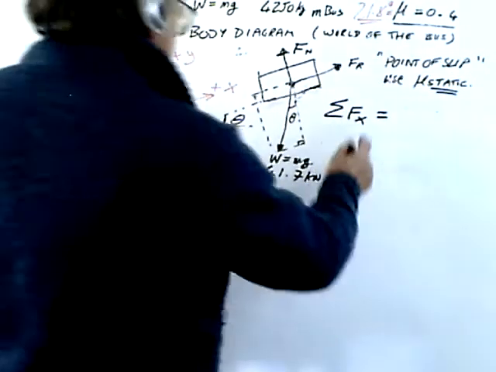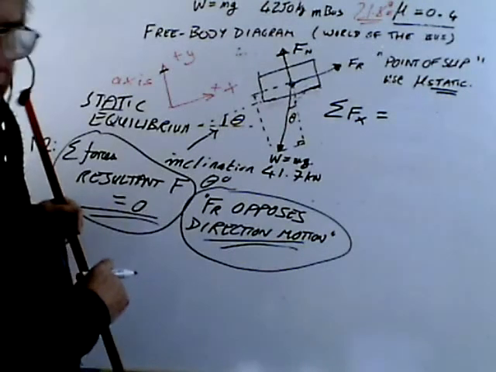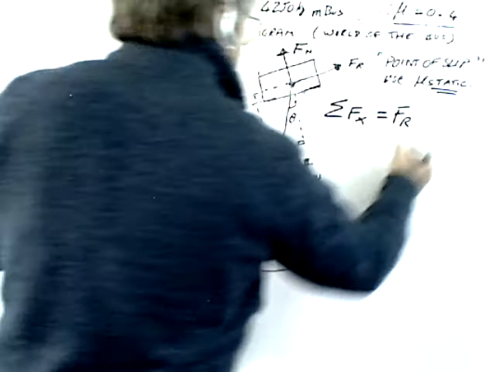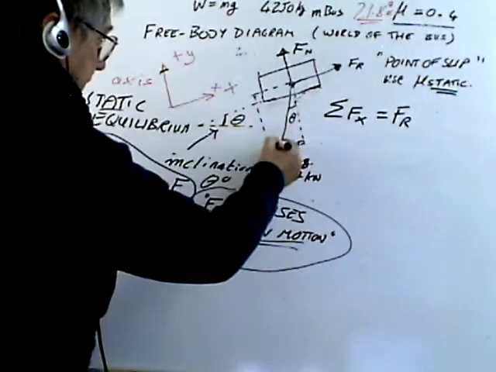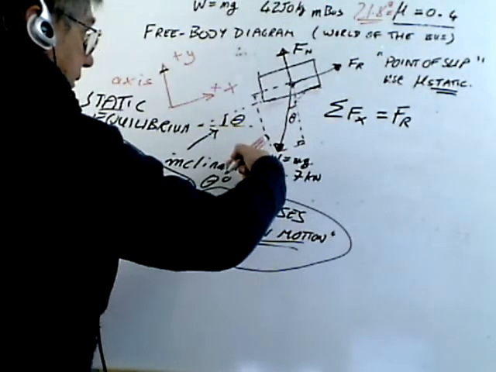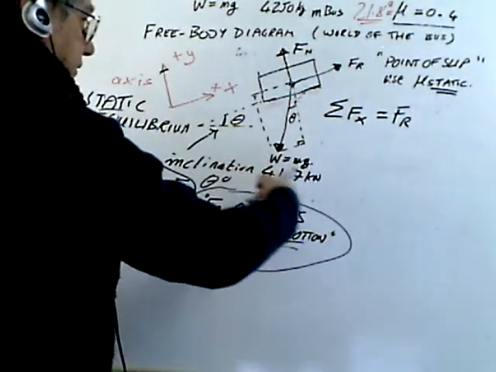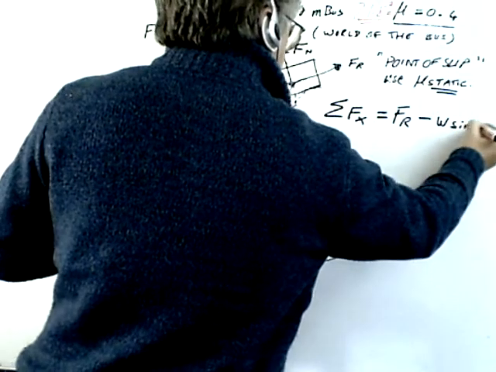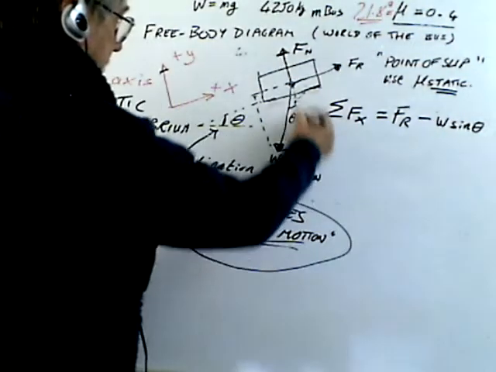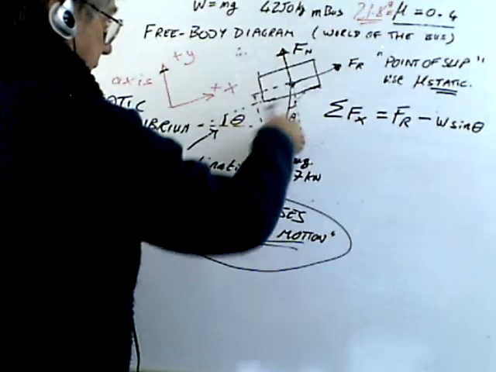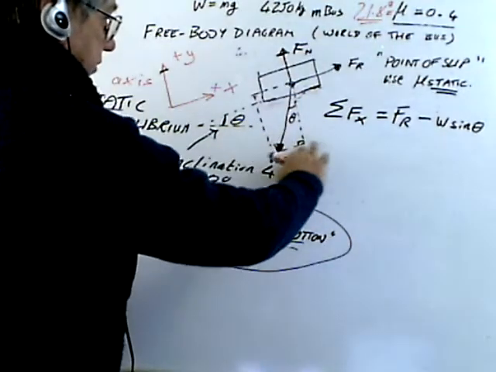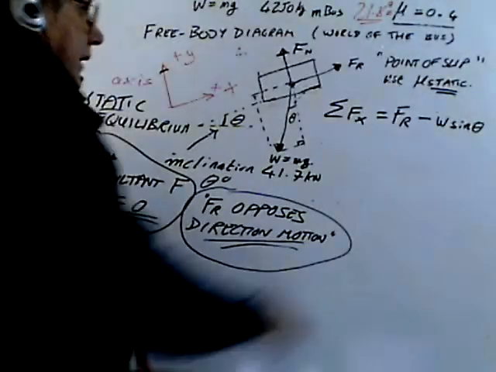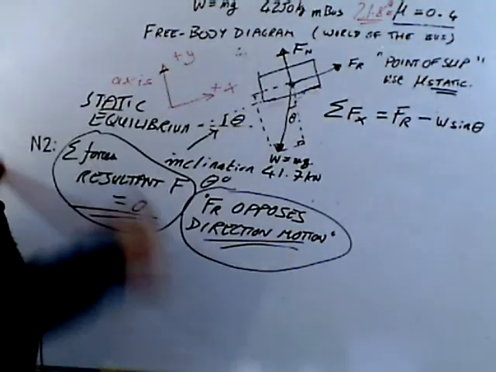So the F of x here is my F of r up the hill minus a component of the weight that's acting down the hill. And the component of the weight acting down the hill is W sine theta, because this is a little triangle, and that's theta, and that's W there. The hypotenuse is W. Therefore, this component, the opposite component, is W sine theta. It's negative because it's in the negative x direction.